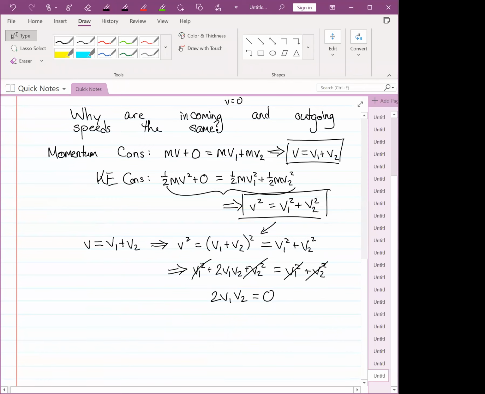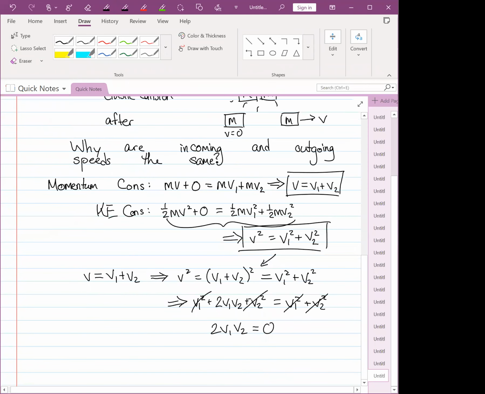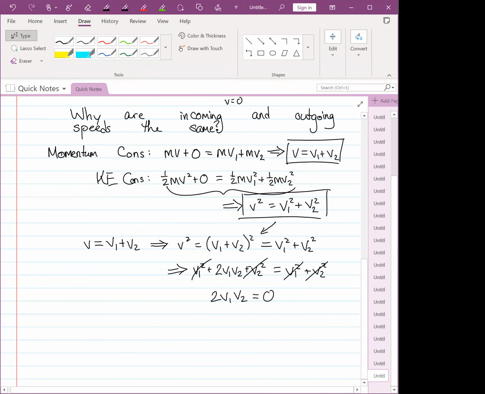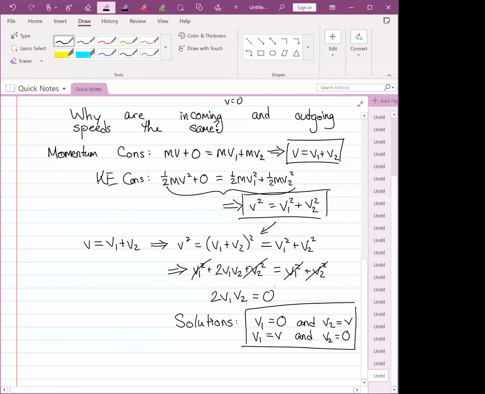Which is to say there are two solutions. Which block velocity is the v without the subscript? Yeah, the v without the subscript is the initial velocity. So there are two solutions to this equation. The solutions are the following. There's either v1 equals 0 and v2 equals v, or v1 equals v and v2 equals 0. So those are our two solutions. And by the way, we get that by solving this equation, finding out that one of them is 0, and then plugging that into this equation.